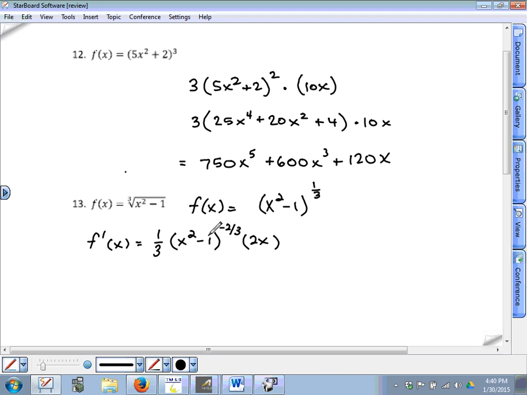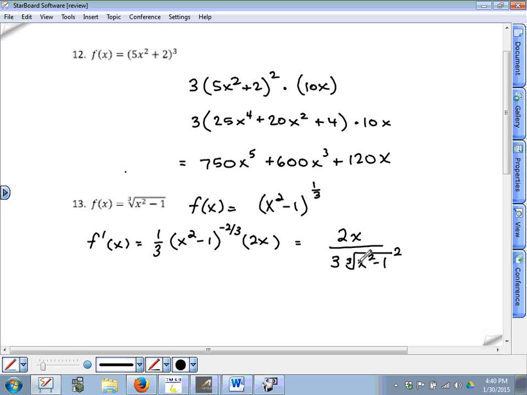Okay, now we don't want to have negative exponents. So this term right here, x squared minus 1 to the negative 2/3, is going to drop down to the bottom of the fraction along with the 3. This 2x is going to stay on the numerator, so we have 2x divided by 3 times the cube root of x squared minus 1 squared.